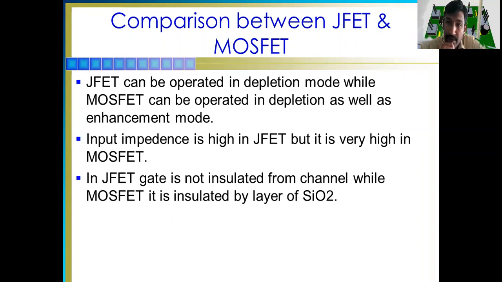Now, another difference: it is simple to fabricate the FET, right? Because the size of FET is smaller. And the BJT is difficult to fabricate or integrate in a circuit because the size of BJT is greater than the FET, right?